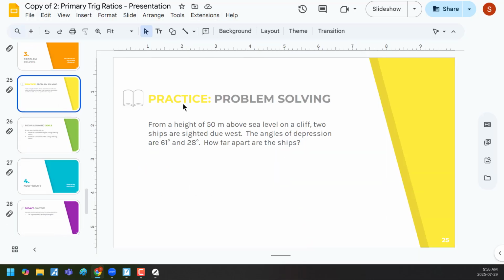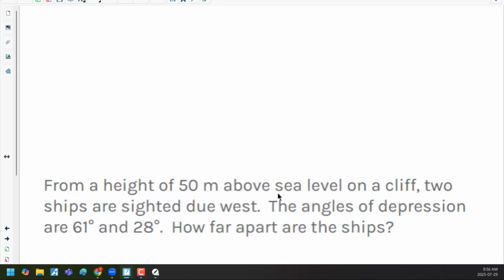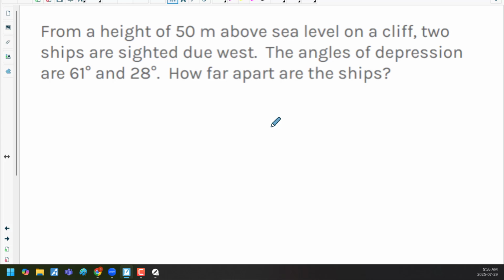Problem solving. Here we have an example: from a height of 50 meters above sea level on a cliff, two ships are sighted due west. The angles of depression are 61 and 28. How far apart are the ships? You need to Google a YouTube video on how to figure out what the angle of depression is. I'm going to quickly tell you, but it's going to be quick.